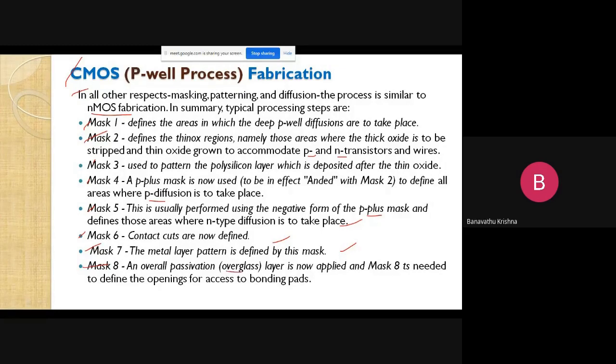After completion of the fabrication process, it is going to be over glass for the smoothness. The layer is now applied, and mask 8 is needed to define the opening for access to the bonding pads.